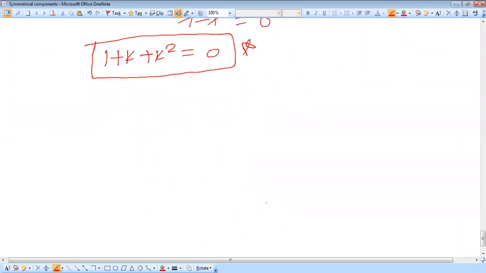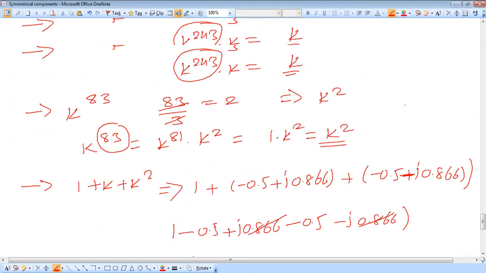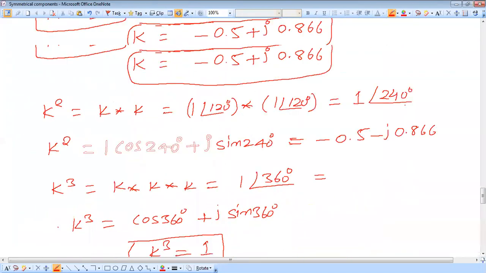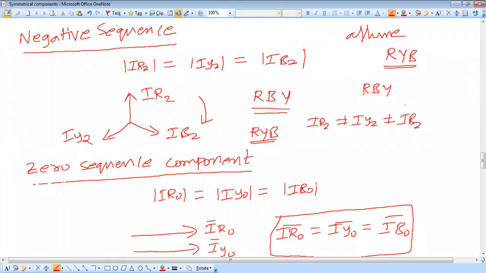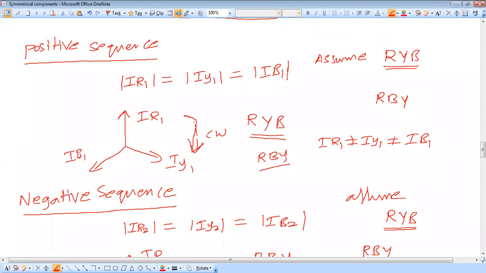Next, we are going to discuss what we discussed today. What is the operator k? Now we have learned about the positive sequence component and what the vector diagram is.